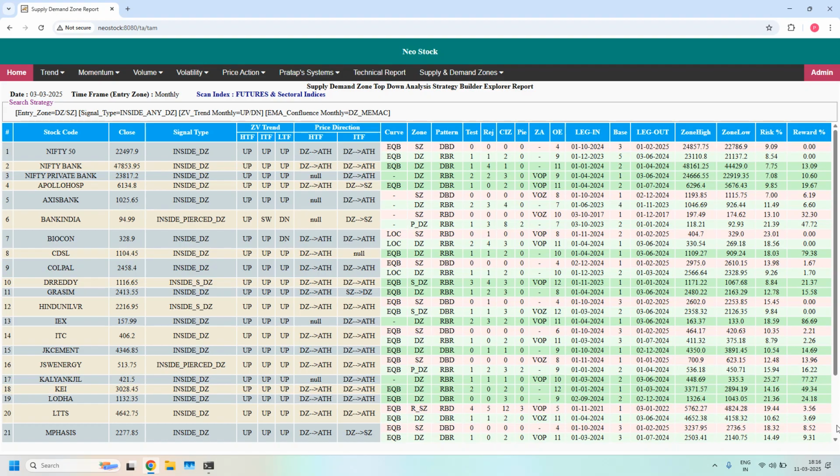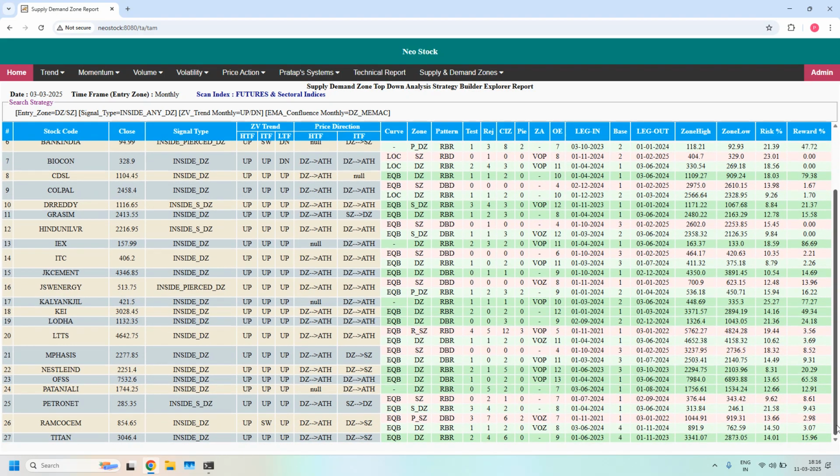Price closed inside the monthly demand zone, and the monthly demand zones are having monthly EMA confluence. First 21 stocks. I am scrolling the list down. So total 27 stocks are filtered.